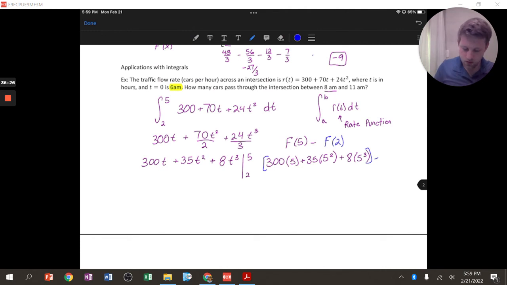Hopefully I don't run out of too much space here. I think I might. So we have 300 times 2. And I think we'll run out of space. So let me just draw this underneath here. So we'll get these written underneath. This happens sometimes. It's all right. We'll just copy this down below.